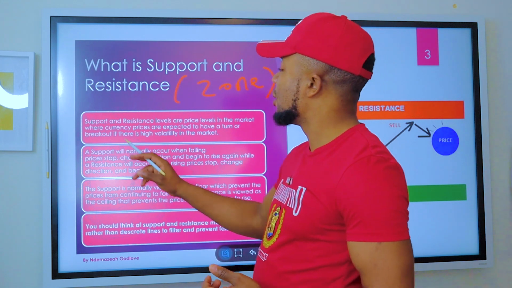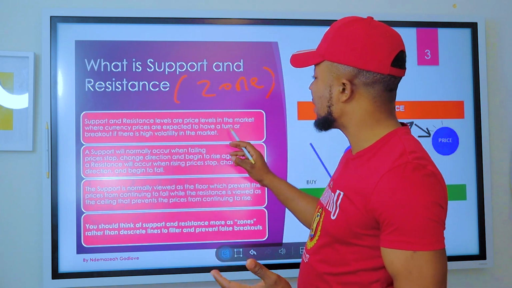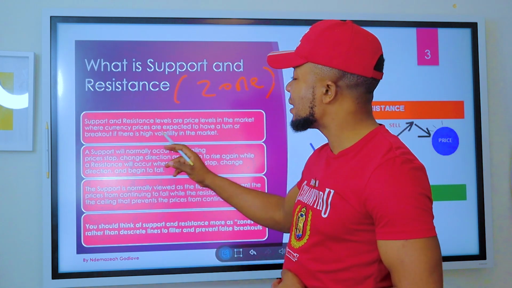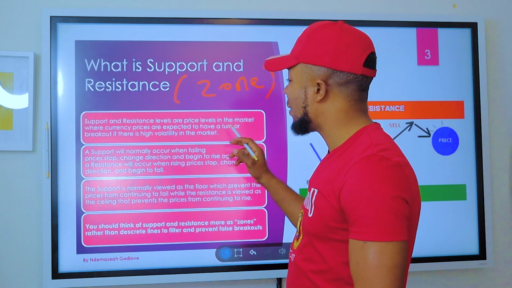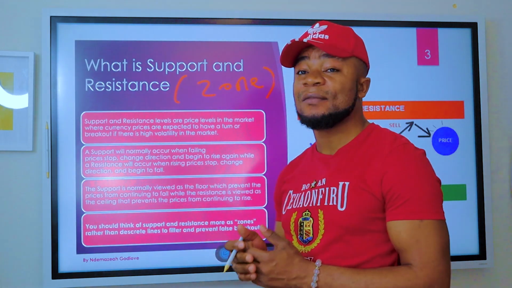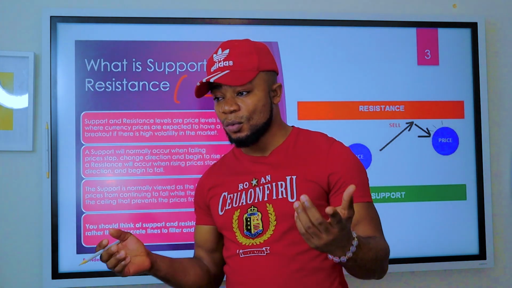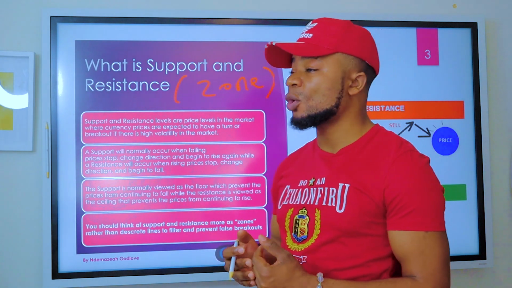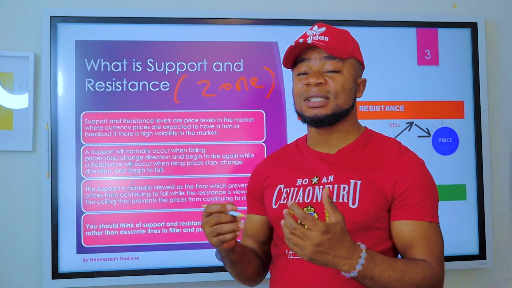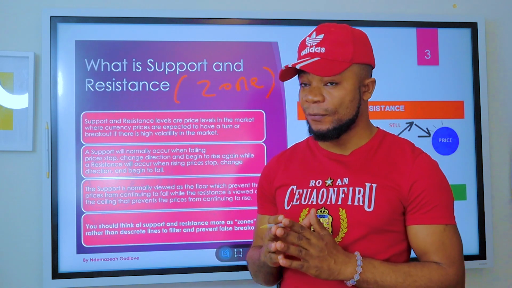They say support and resistance levels are price levels in the market where currency prices are expected to have a turn or a breakout if there's high liquidity in the market. So what do I mean? Support and resistance levels are levels in the market where there's a high probability. Remember, trading is a game of probability.